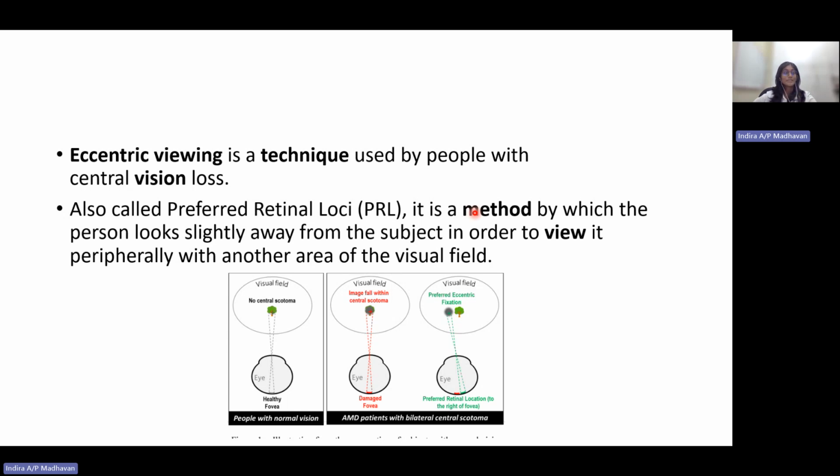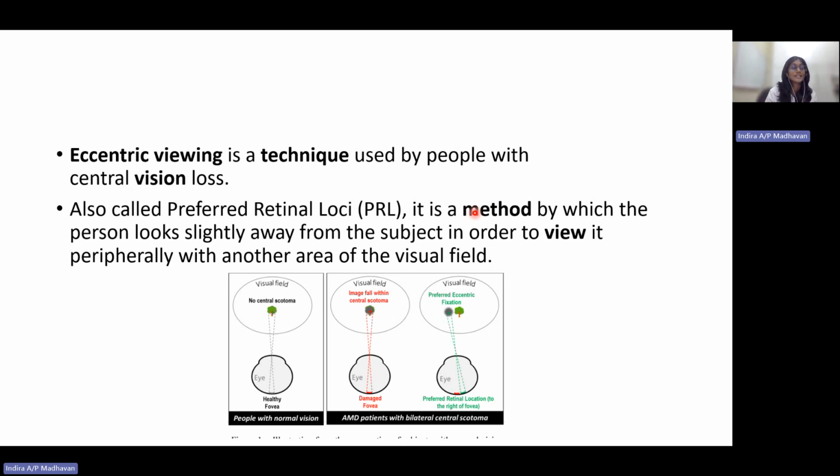Okay, but if let's say the patient is still new, just got to know or just diagnosed with the central scotoma, then when we suggest, they haven't started using the eccentric viewing, so we train them. If the patient is already using an eccentric view, then we do not train the patient because they already know how to do it.